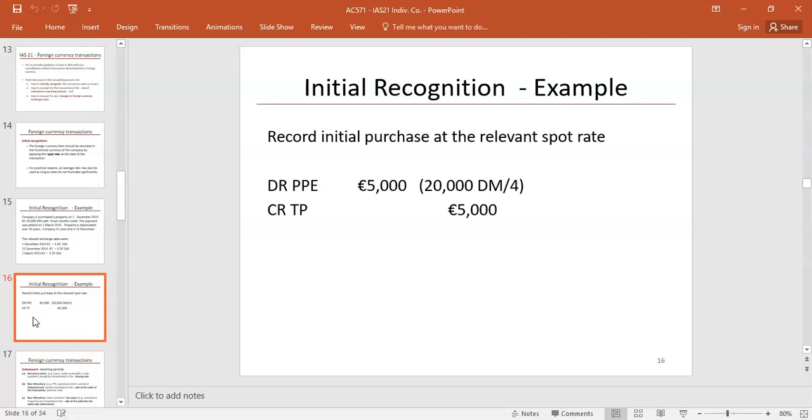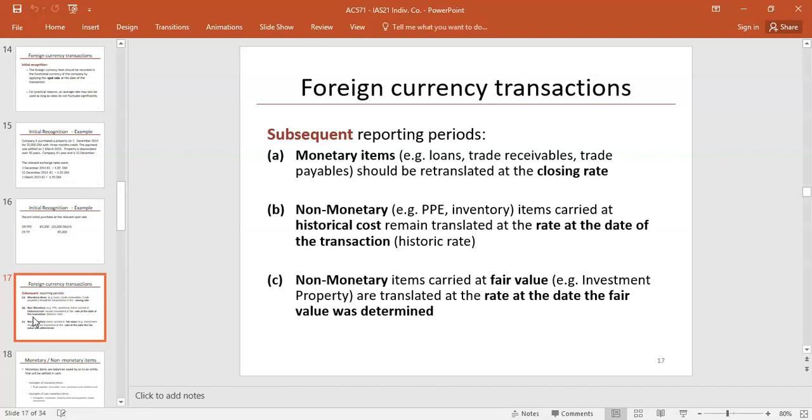Subsequently then we need to figure out, well, what happens post the initial recognition? And that will be dependent on the type of item you have. So this is an important distinction. The first thing is monetary items. So loans, trade receivables, trade payables, deposits. Anything that is essentially monetary in nature. They should be retranslated because you are gaining or losing money every time the exchange rate goes up or down. It will have a monetary impact. So your trade receivable could be worth more euros or less euros as the exchange rate goes up or down. So those items are monetary items.